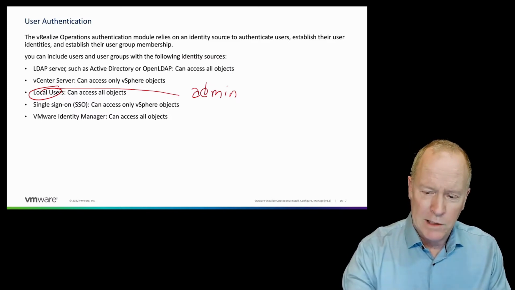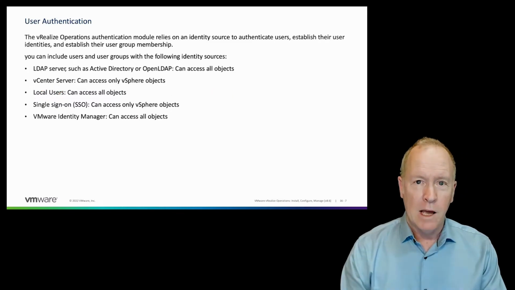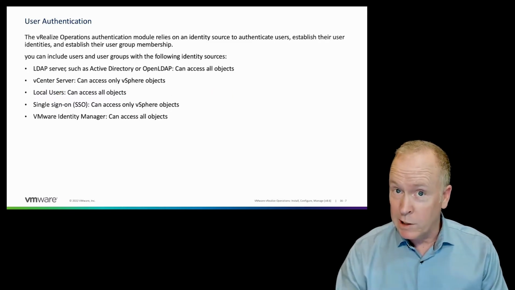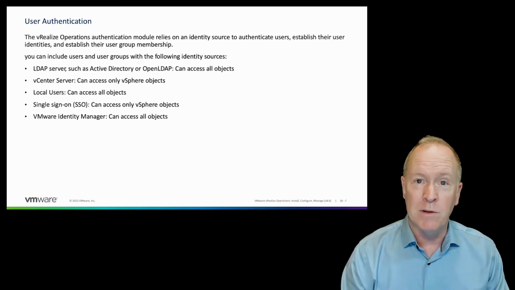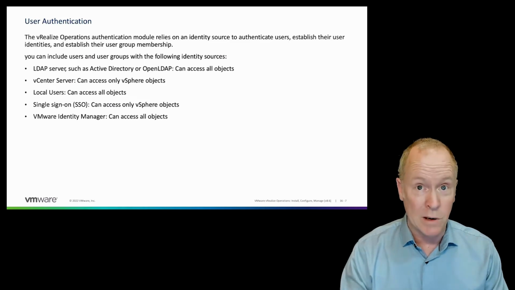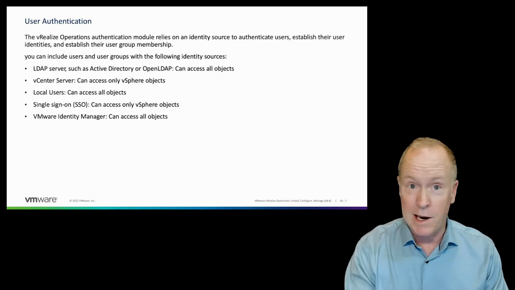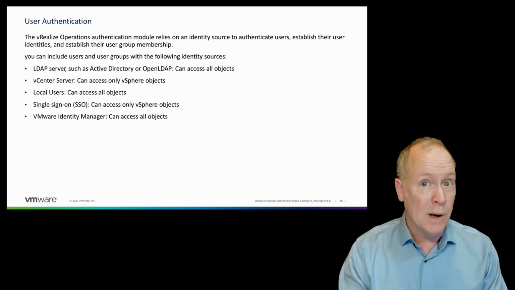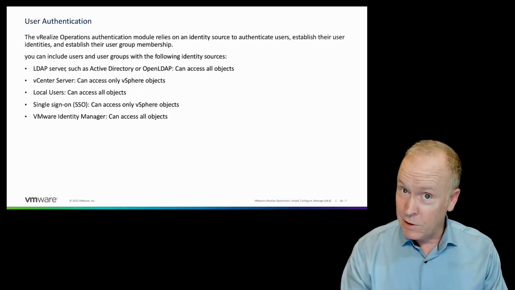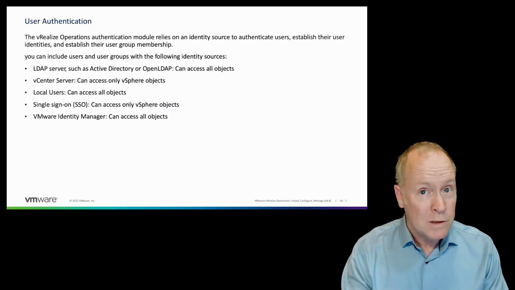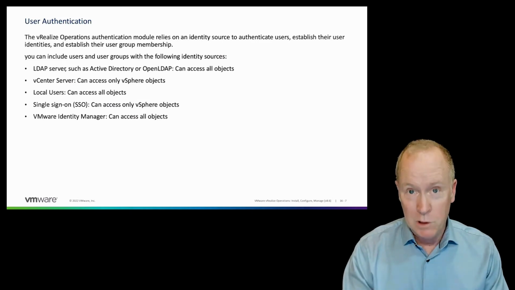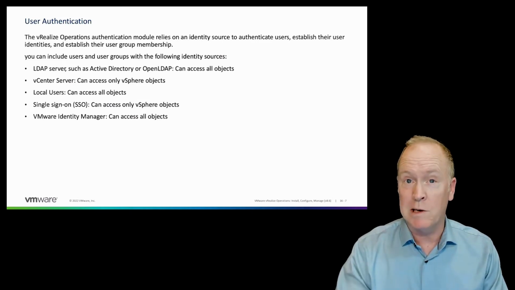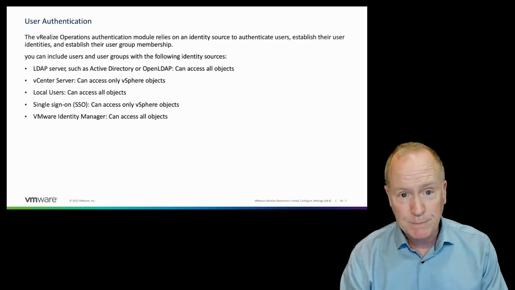Now, one of the things that we want you to recognize here is that later on in this lesson, we're going to create new local users. But for all these other types of users, they already exist. We don't need to create them because they already exist. For example, Active Directory users already exist in Active Directory, so we don't have to create them. What we do have to do, and we'll learn how to do this later on in this lesson, is import users from sources such as Active Directory into vRealize operations.